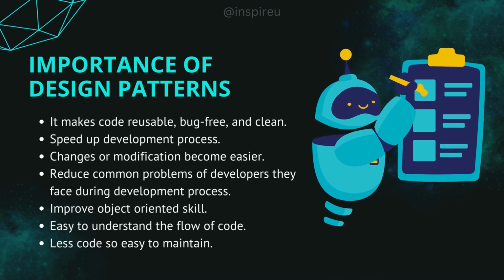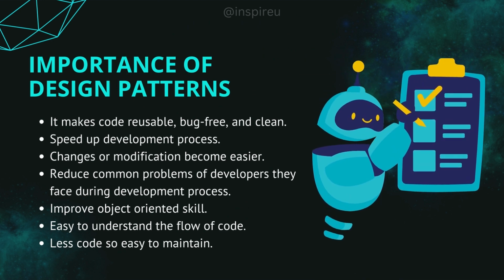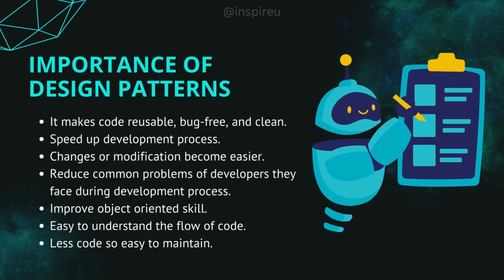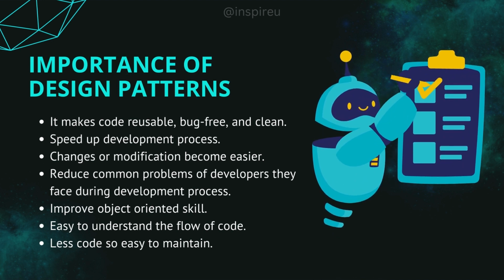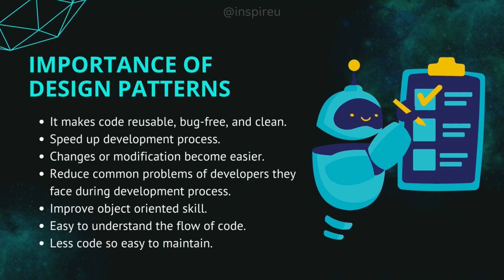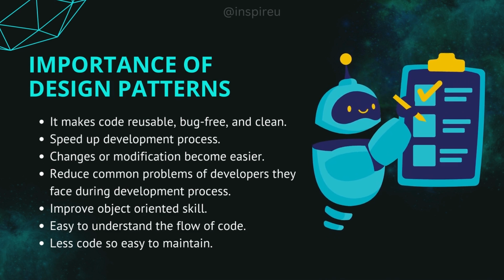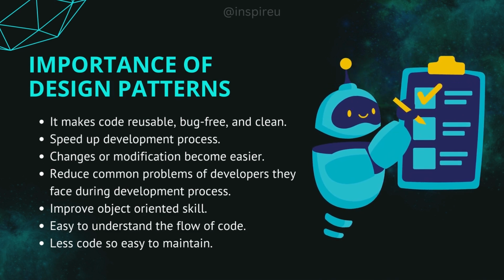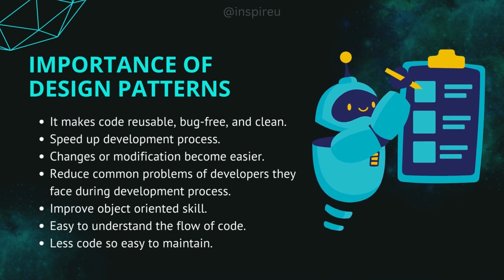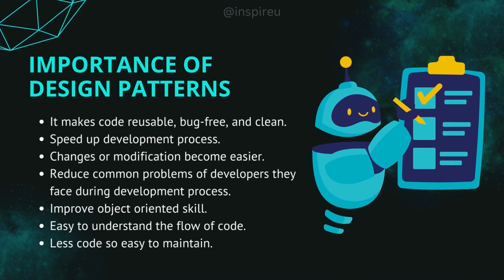In software engineering, a design pattern is a general, repeatable solution to a commonly occurring problem in software design. A design pattern isn't a finished design that can be transformed directly into code. It is a description or template for how to solve a problem that can be used in many different situations.